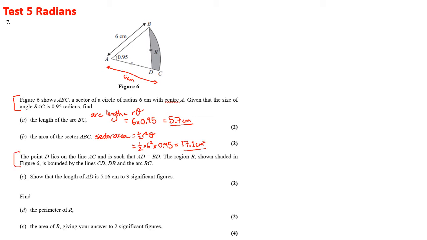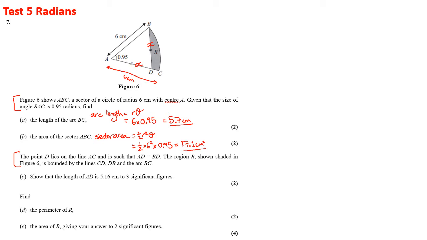Read the next information carefully, check it against the diagram. And for part C, finding this length AD, let's call it X, and call that one X. There are several different things you could do here. You could use sine rule or cosine rule, or possibly something else.